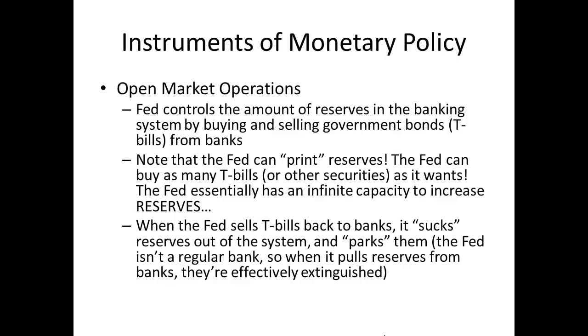Or the Fed can do the opposite. It can sell T-bills back to the banks and pull reserves out of the banking system. And that has the opposite effect of pushing interest rates up, pushing money growth down, and reducing aggregate demand. Okay. And note here that when the Fed takes reserves back out, the Fed is not a commercial bank. The Fed's not seeking to boost its loan portfolio to make money. So when the Fed takes reserves out of the banks, they're essentially what I call extinguished. They're not part of the money expansion process anymore. So when the Fed does the opposite, pulls reserves out of banks, it can reverse money growth.